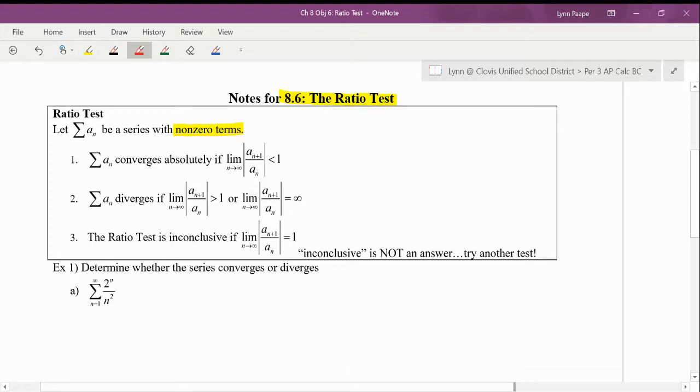So the ratio test says that we will have a series that converges absolutely. So despite it being alternating or not alternating, if this ratio is true and it is less than 1, then our series would converge absolutely. So just to keep in mind, a_n is just the original sequence that we have. And then a_(n+1) is the next term of the original sequence.